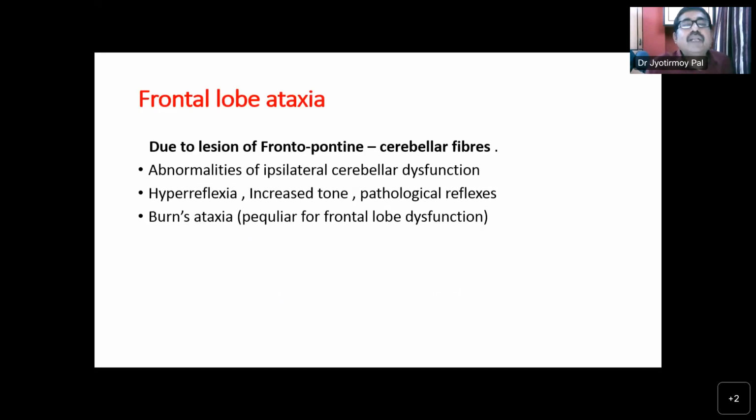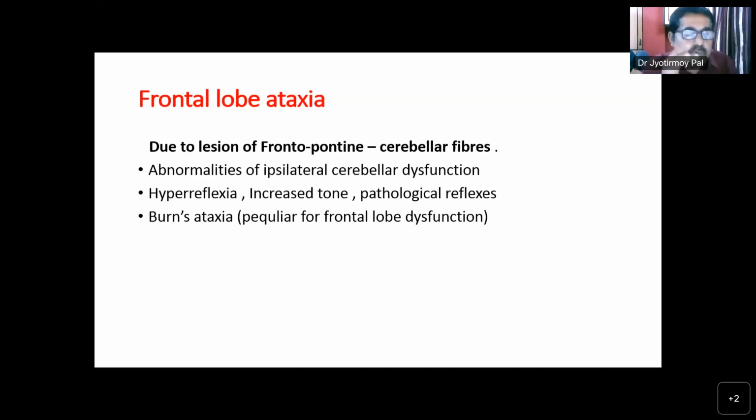So now we come to frontal lobe ataxia. In cerebellar ataxia, what do we get? Decreased tone and hyporeflexia. But in frontal lobe ataxia, we will get ipsilateral cerebellar dysfunction, but tone will be increased and there will be hyperreflexia, because basically the cortical lobe is involved. So we have to differentiate.